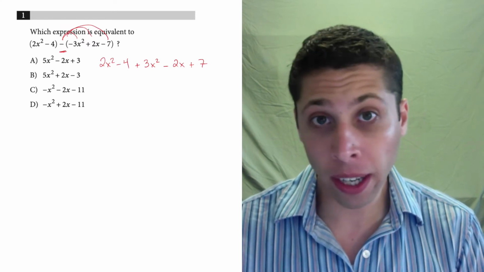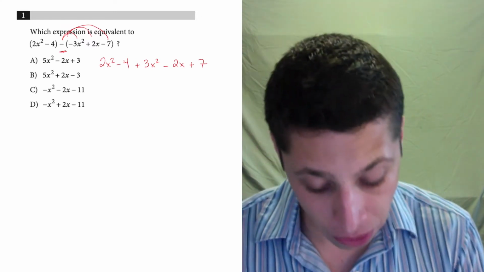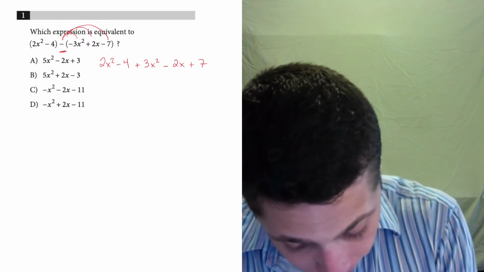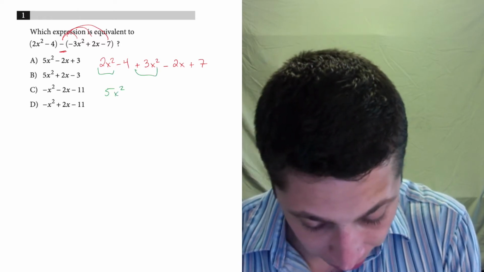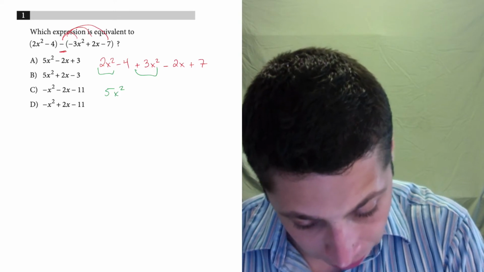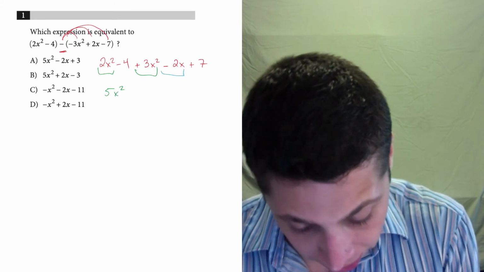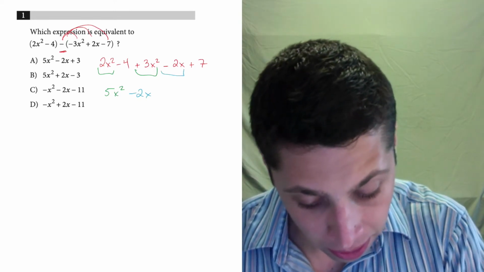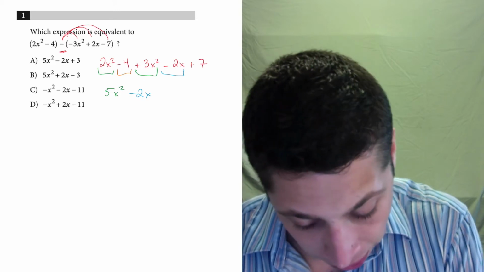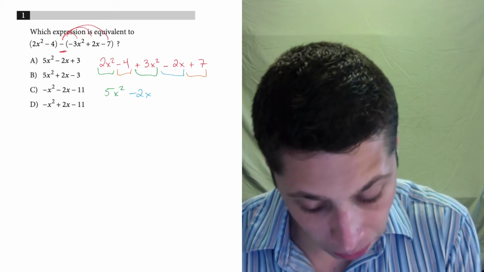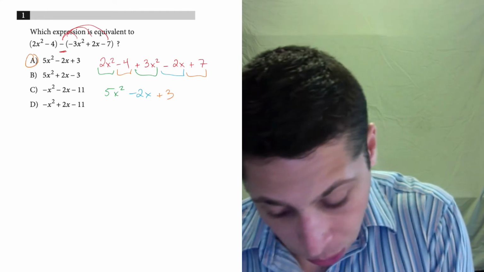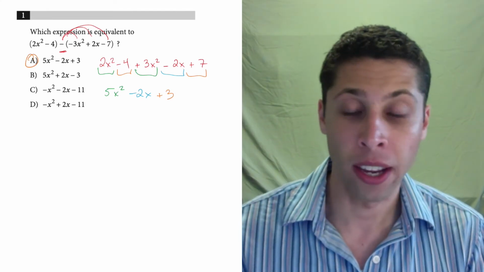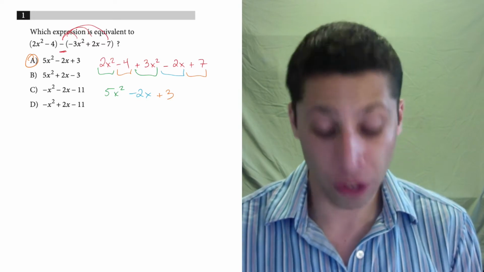And if you've done that correctly, the rest is just combining like terms. We can have 2x squared and a 3x squared. That's going to get us 5x squared. We can have this negative 2x stay by itself, so that's there. And then the negative 4 and the positive 7 come together to be a plus 3, which gets us choice A as the answer. That's probably the most efficient way to do things.